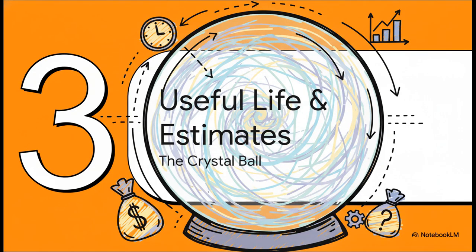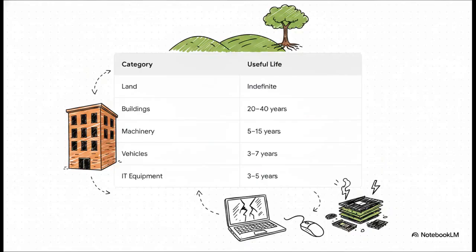Section 3. Useful life and estimates. The crystal ball. Let's take a look into our crystal ball and see how we actually estimate useful life and residual value in the real world. This beautifully illustrates the massive range of expectations across different asset categories.